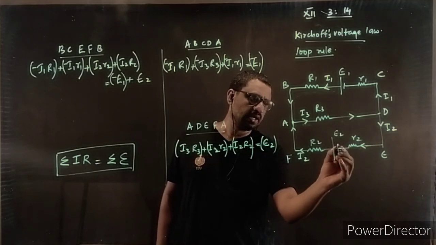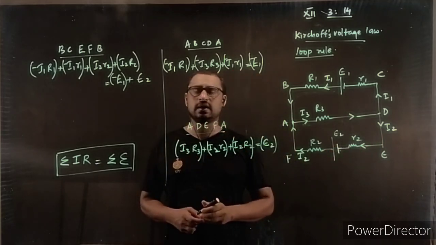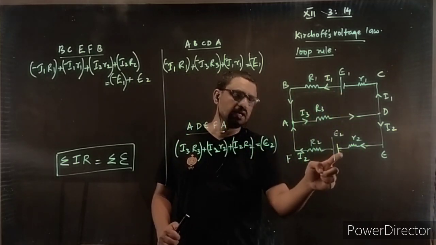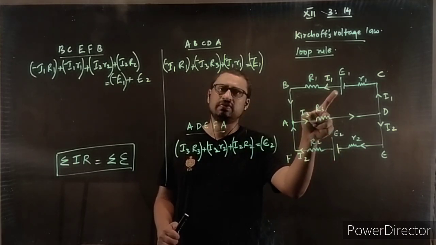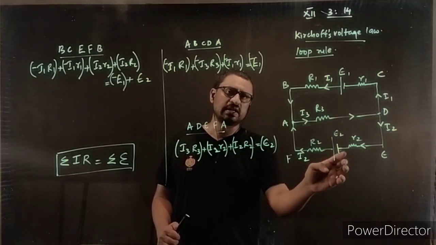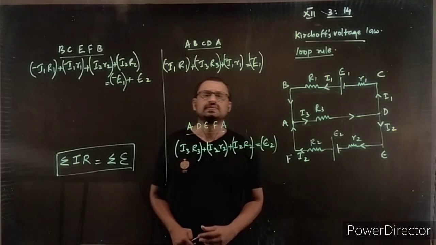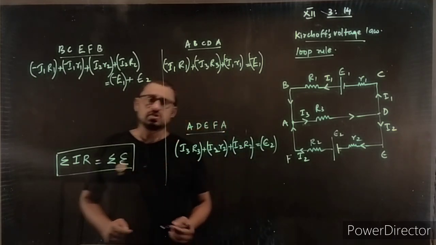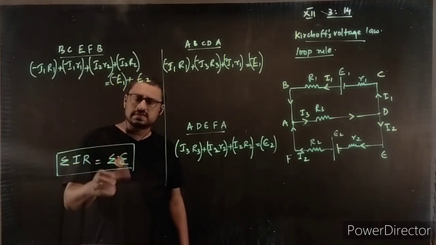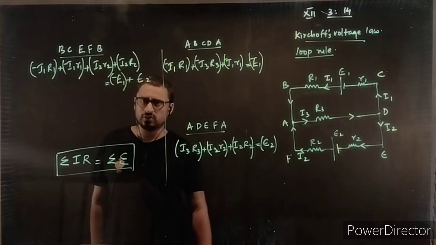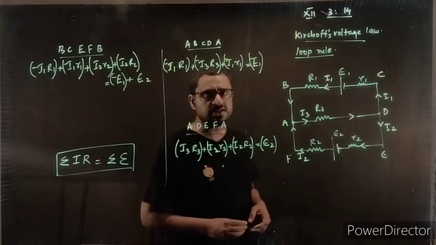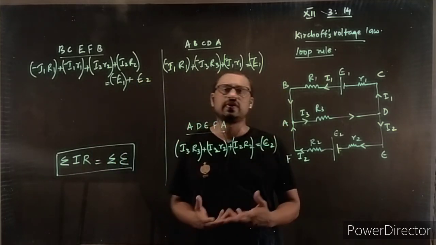And here you are meeting the positive of the cell first, so that EMF is negative. Here you are meeting the negative of the cell first, so that EMF is positive. So this is the explanation. What was the result? The algebraic sum of the product of current and resistance in a loop is equal to the algebraic sum of the EMF in the loop. So you have to study this way. It's a law of conservation of energy. Kirchhoff's voltage law is a law of conservation of energy.